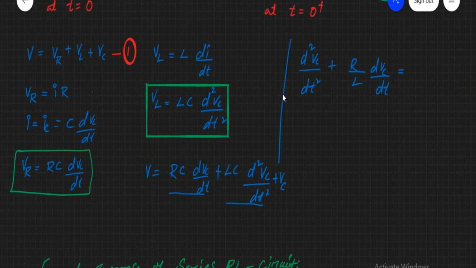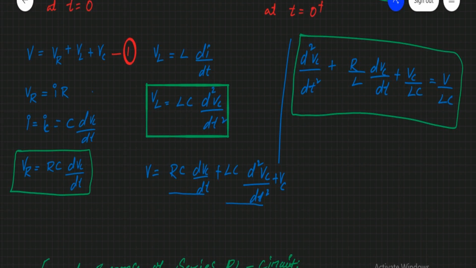Dividing by LC, we get d square VC by dt square plus R by L into dVC by dt plus VC by LC, which is equal to V by LC. So here we got a second order linear differential equation. Let us consider this as equation number 2.